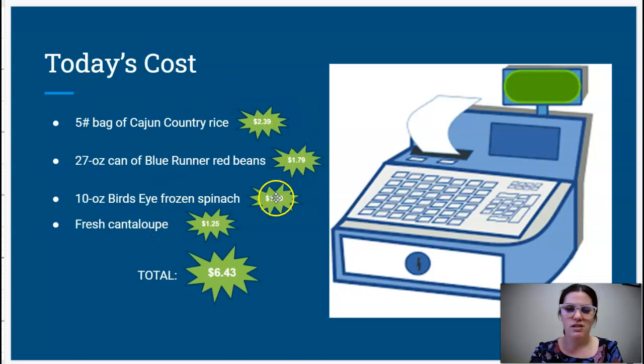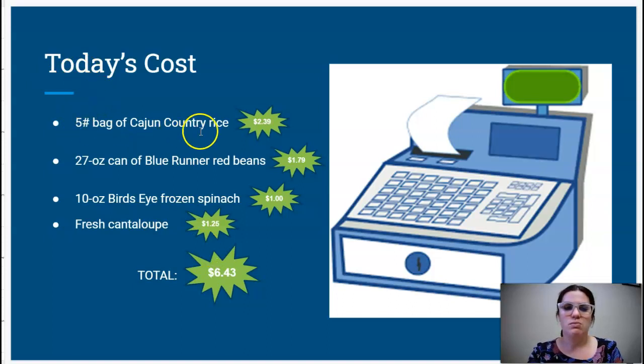Here are your prices for each. We're going to look at these prices in just a second. But the overall total that we spent for purchasing these ingredients for the recipe was $6.43. So the reason why it's important for us to calculate recipes is because just because we spent $6.43 at the store doesn't mean that our actual meal cost $6.43.